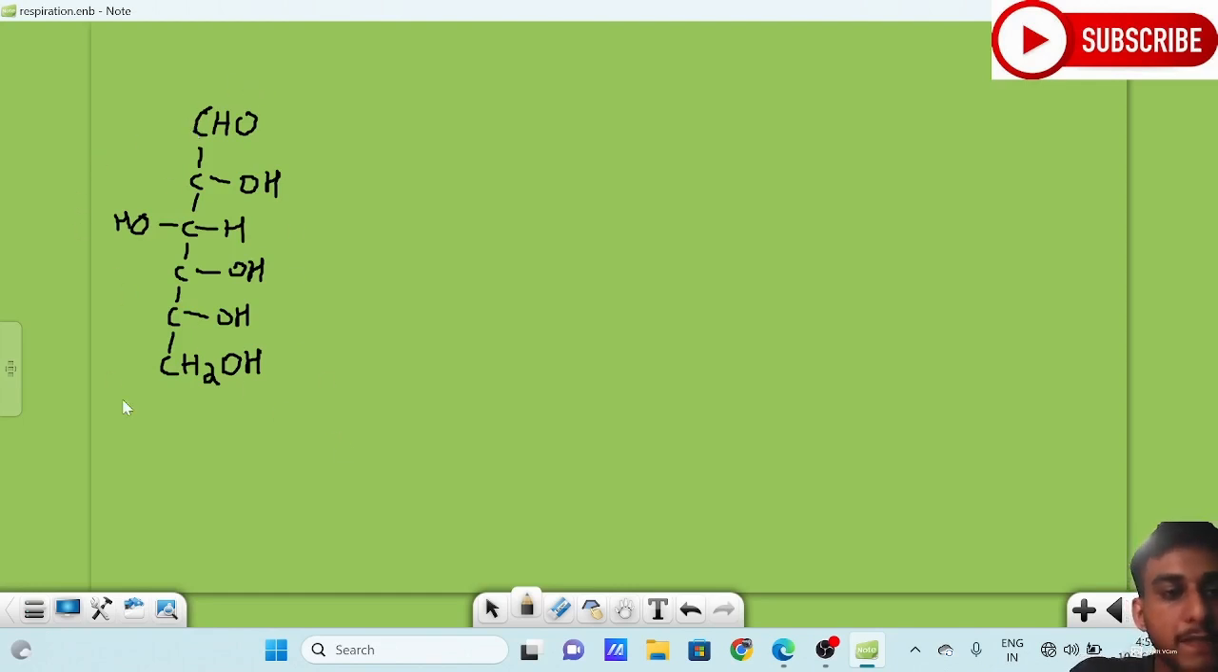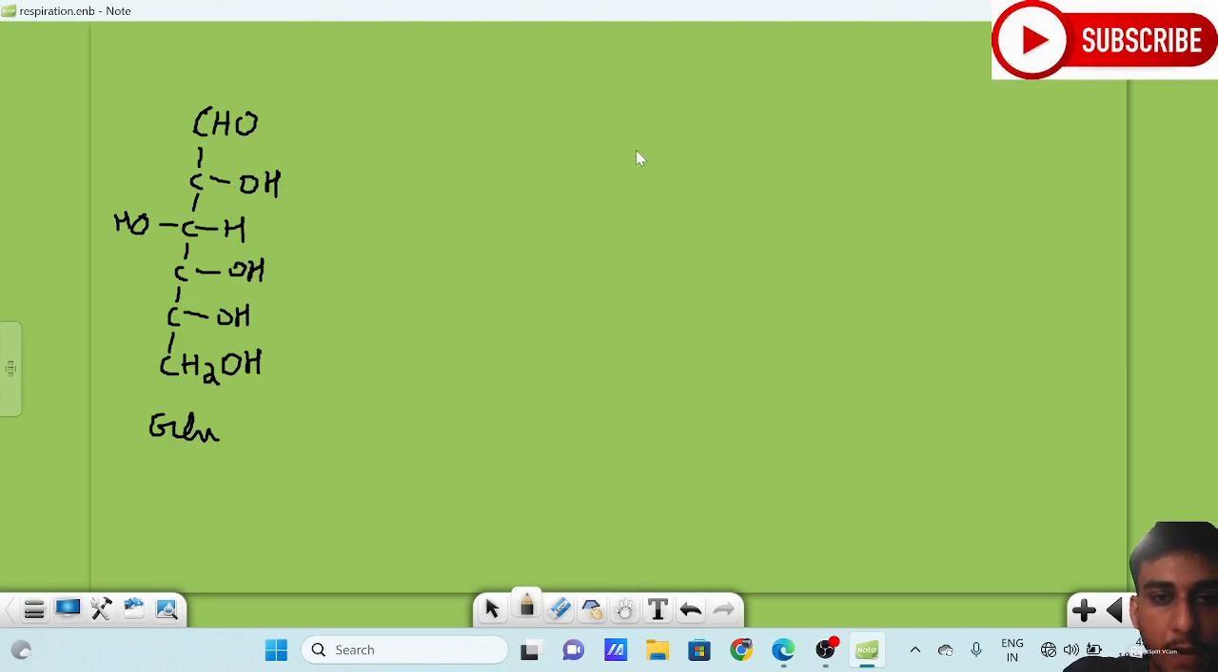So this is the structure of glucose. I'm just writing G or glucose. The most common structure of glucose is this. Glucose also has many forms, which means D and L forms. I'm drawing here the D form, which is the most common form seen in organisms. So what was the first step? The first step was the conversion of glucose into glucose 6 phosphate.